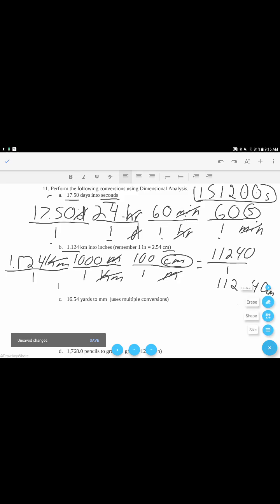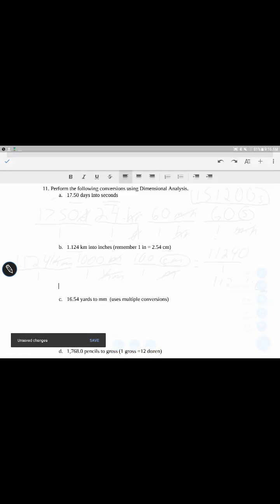All right, now we're going to scroll down a little bit here. Okay, now, next one. 16.54 yards to millimeters. All right, so again, we are going to start with our given. 16.54 yards over 1. We do our first conversion factor. Yards. Now, there's not a good conversion factor for yards to millimeters, so we're going to go yards to feet. Now, as hopefully you know, there are 3 feet per 1 yard.